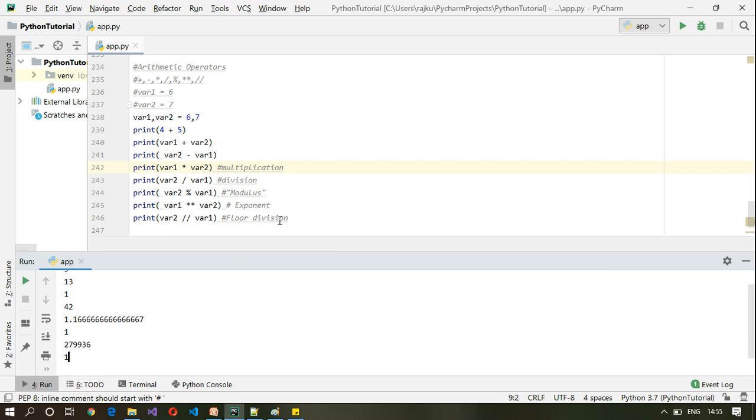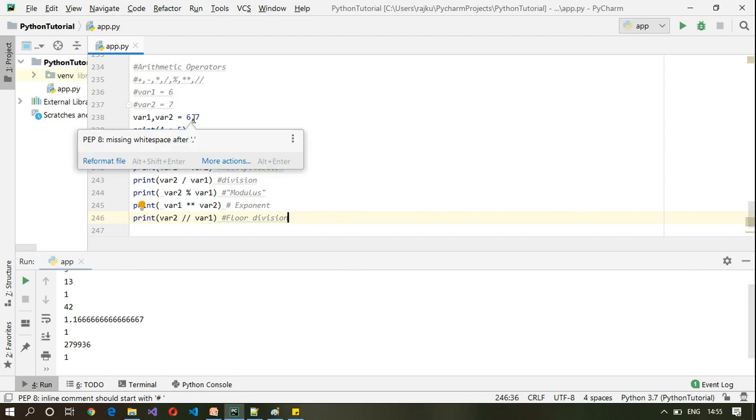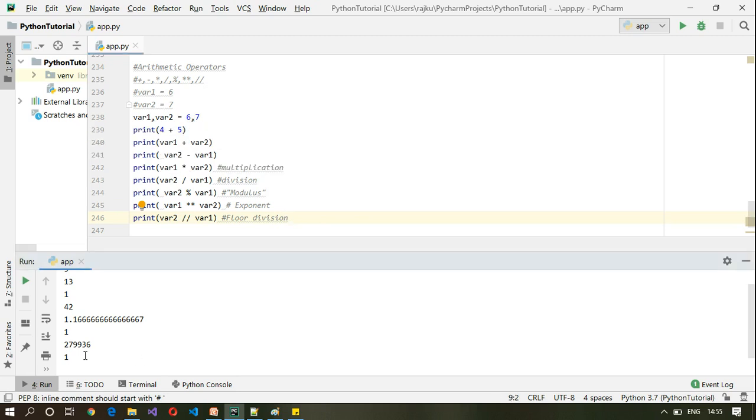And the exponent operator, 6 raised to 7, gives 279936. Okay, let us look at floor division now. Even though it is division, that is 7 divided by 6, this gives me 1. Division has given me 1.16667. With floor division, it is taking out all the decimal values and 1 gets printed.